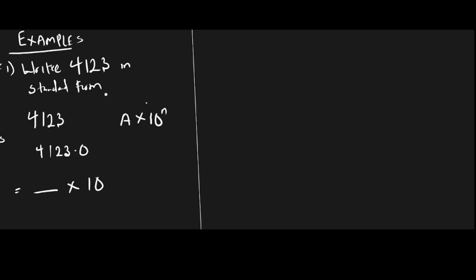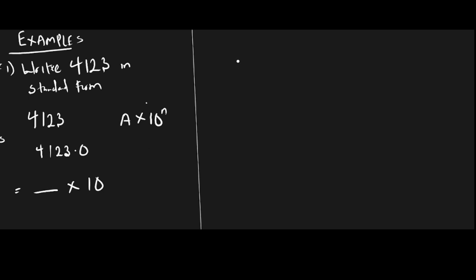Now looking at this, what we have initially was 4123. How do you now write it in standard form? We are going to shift this decimal point to a place where we have a number that is between 1 and 10, a number that is not greater than 10 and not less than 1.